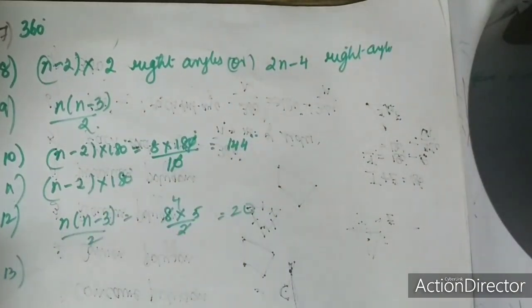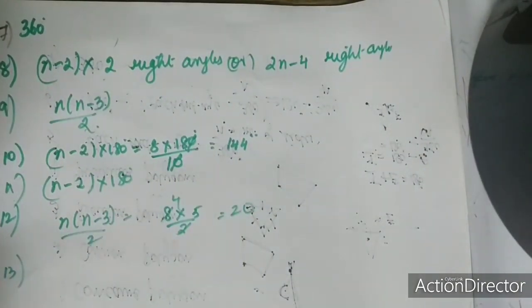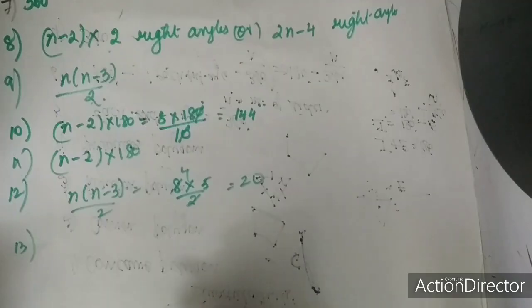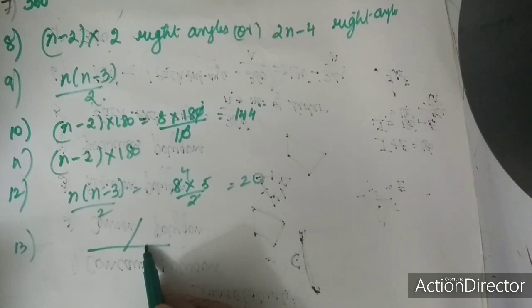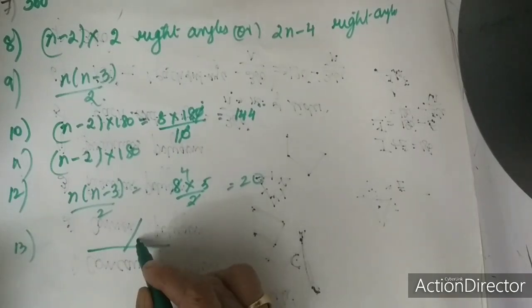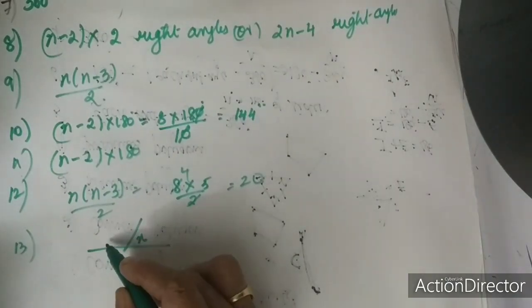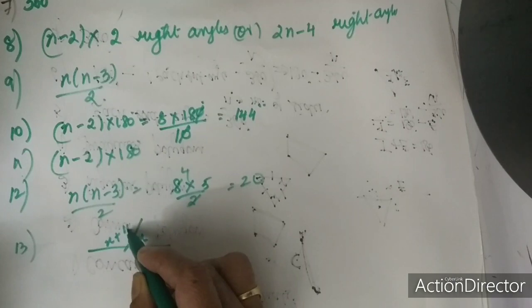Question number 13. The interior angle of a polygon exceeds its exterior angle by 108 degree. So the number of sides of the polygon. So how many sides is the polygon having? You have to find out. You know that interior plus exterior is equal to 180. Since the interior angle exceeds its exterior angle by 108, let us take the exterior angle to be x. Interior angle will be equal to x plus 108.